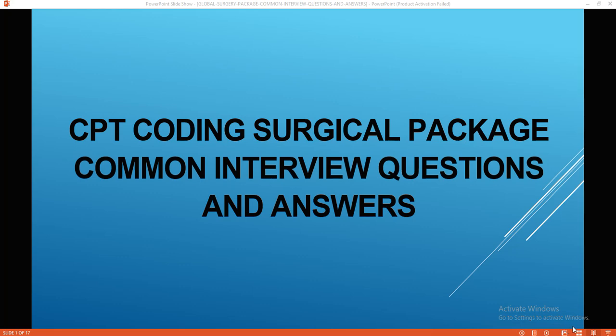In CPT coding, one of the most important concepts we need to master in order to code surgery charts is the surgical package. Another name for surgical package is global surgical package. If you know how to use the global surgical package and what things are included in it, you are able to clear your CPC certification, clear your same day surgery interviews, and also perform well during the same day surgery live coding.